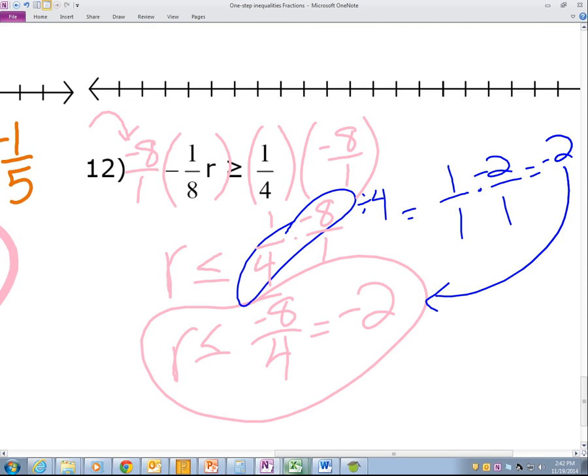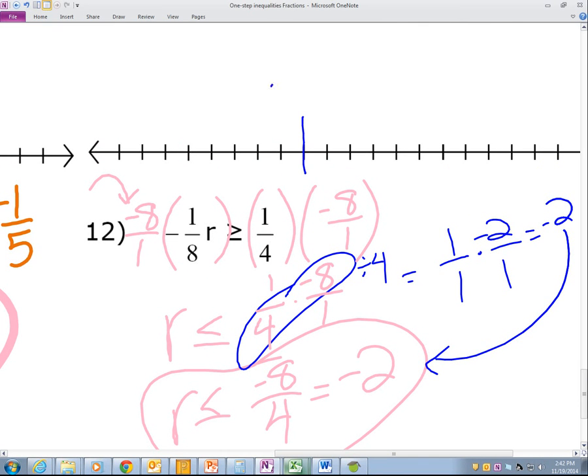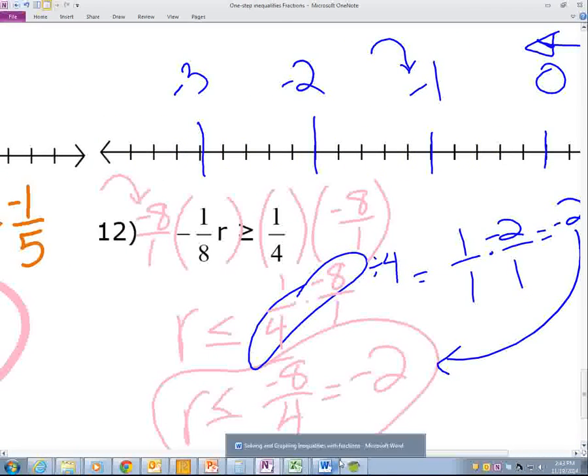Okay, let's graph this, then we're done. This one is the easiest graph that you can do. Negative 2, negative 1, negative 3, and the reason it's going like that is because we are dealing with negative numbers here. On the number line, the 0 would be right here, which would mean everything in this direction would be negative. So what's open? Nothing's open.